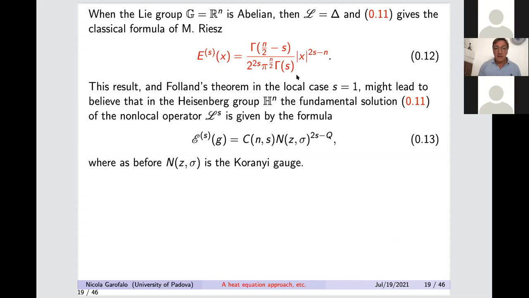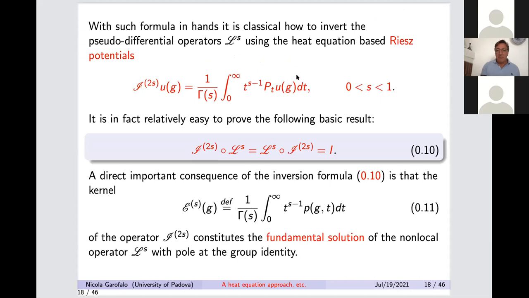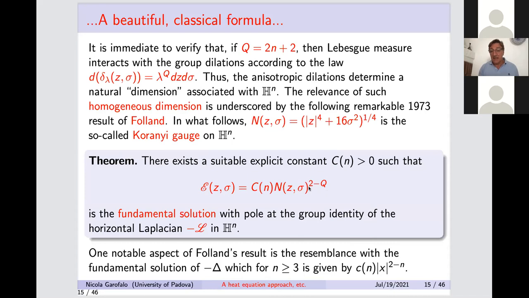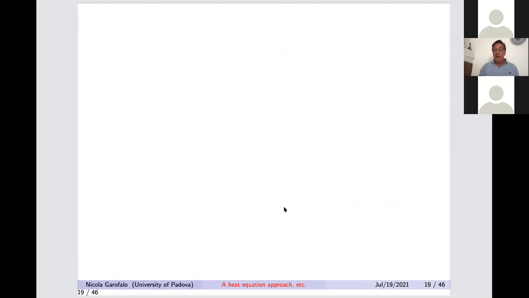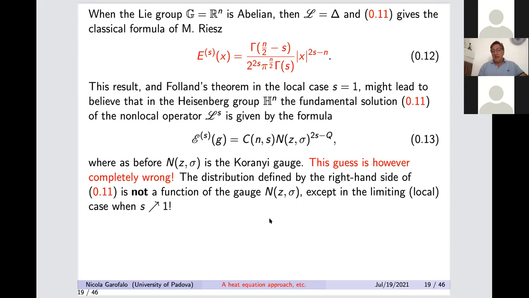So once you look at this result and you remember for a moment Folland's result in the case s equal to one, then you think, well, could it be that these fractional powers L^s produce operators whose fundamental solution is given by the appropriate power of the gauge function, the Korányi gauge? But this guess, unfortunately or fortunately, is completely wrong. So the distribution defined by the right-hand side of this formula here is not a function of the gauge, except in the limiting case, the local case when s goes to one, which recovers Folland's theorem.